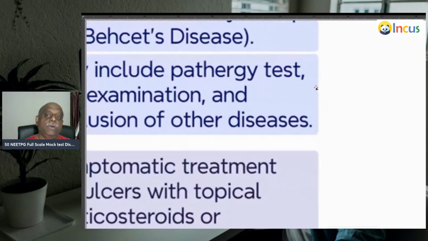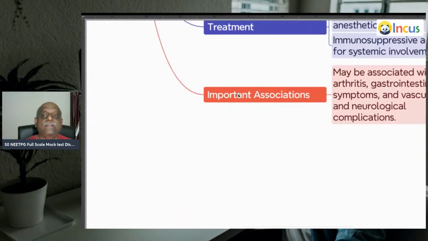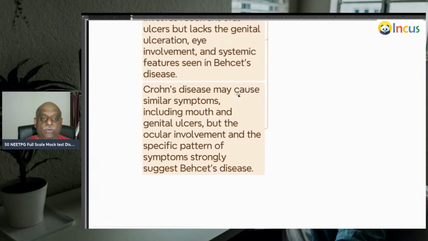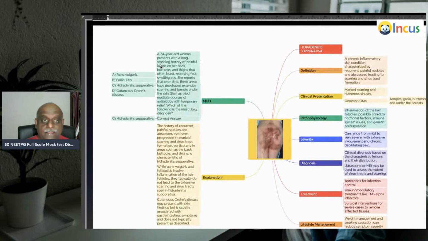In Behçet's, what do you do? Pathergy test. Eye examination. These are the important things that you basically do in Behçet's.